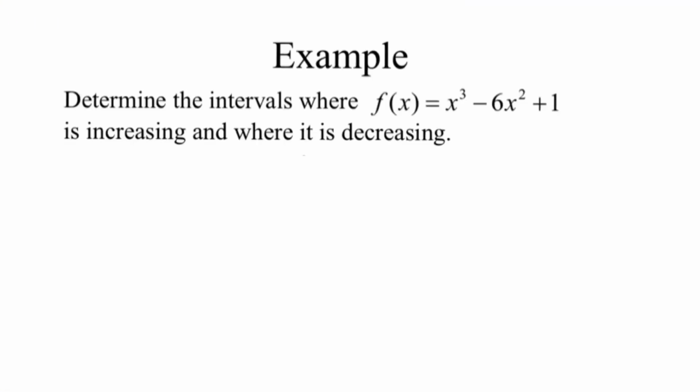So for this one, we are to find the intervals where the following function is increasing or decreasing. So first, let's find the derivative. The derivative of f of x is going to be equal to 3x to the power of 2, where you drop down the 3 and minus 1 from the power, so 2. We drop down the 2 as well and multiply by negative 6, so negative 12x.